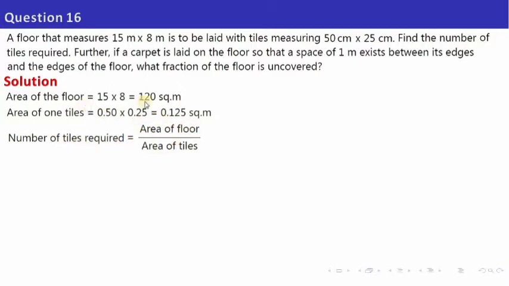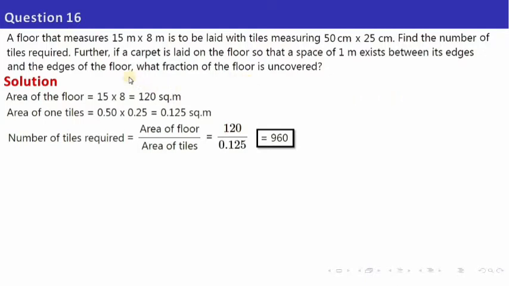Area of the floor is 120, right? And area of one tile is given to be 0.125. Now when you simplify this, your answer turns out to be 960. That means you need 960 tiles to cover the entire floor.